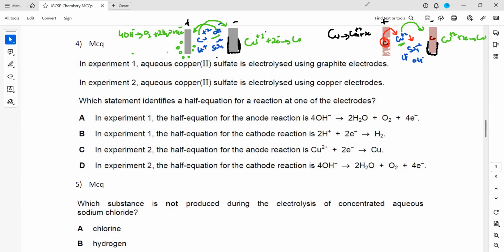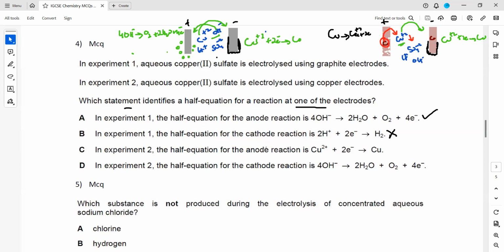So we have to check the statements, which describe what happened in electrolysis. The question is, which statement identifies the half equation at one of the electrodes? In experiment 1, the half equation for the anode, 4 hydroxide ions will give water plus O2 plus 4e. So is it correct? In experiment 1, yes, it is correct. In experiment 1, the half equation for the cathode, hydrogen does not move there, so it should be copper.